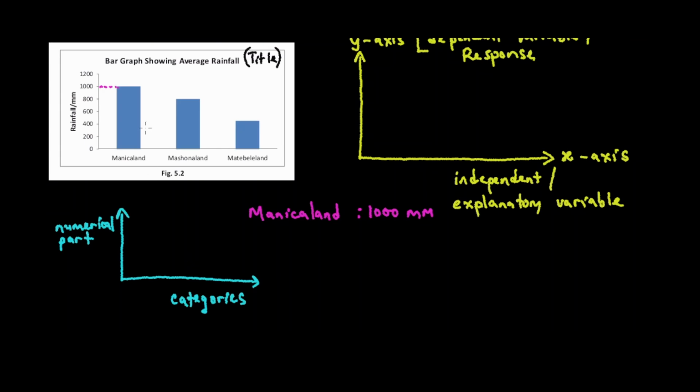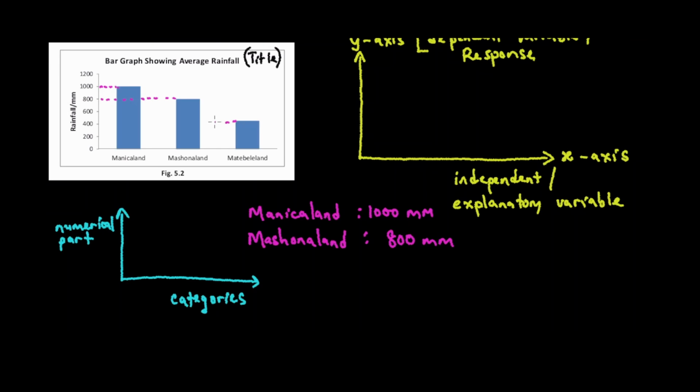Andika? Then what about Mashonaland? Again, this is done with a straight ruler or even with your eyes, to associate the peak of this bar for Mashonaland with its rainfall. The rainfall for Mashonaland is 800 millimeters. That is what we have.